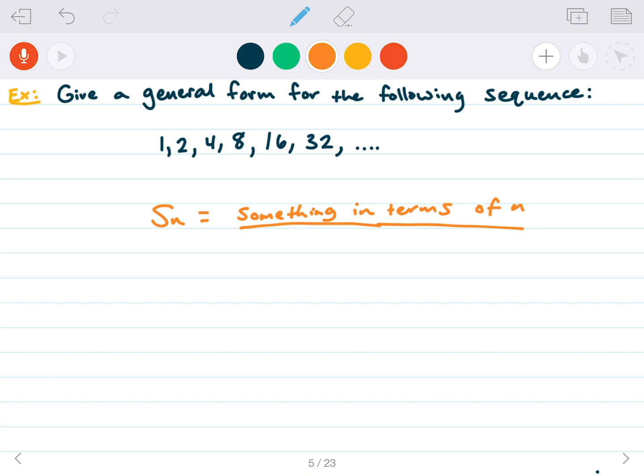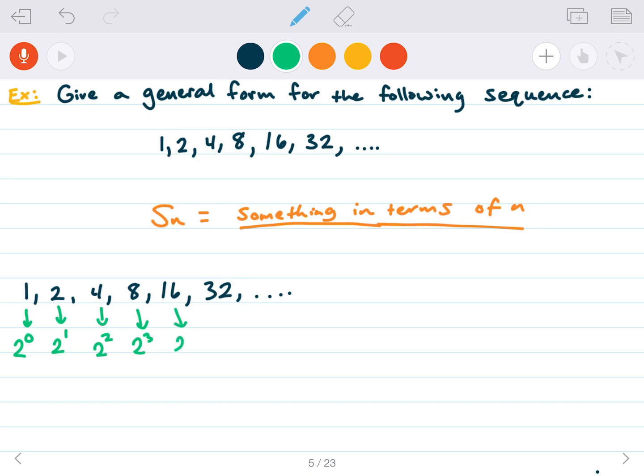We start at 1, then we go to 2, then 4, then 8. It looks like what we have here is powers of 2, right? So let me just copy this sequence down here so I can write under it. It looks like we have powers of 2. So this guy, we notice, is 2 to the 0. This guy is 2 to the 1st, 2 squared, and so forth. 2 to the 3rd, 2 to the 4th, 2 to the 5th.